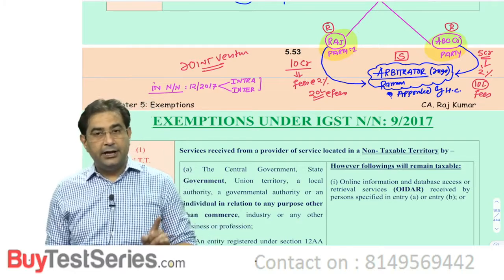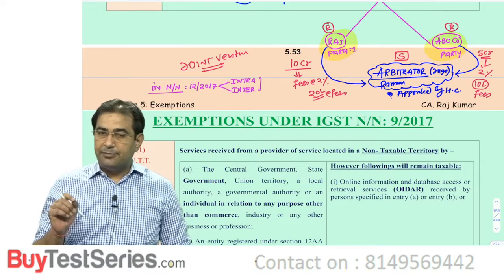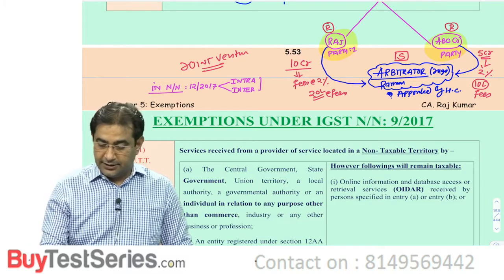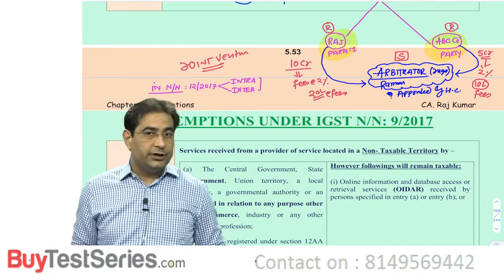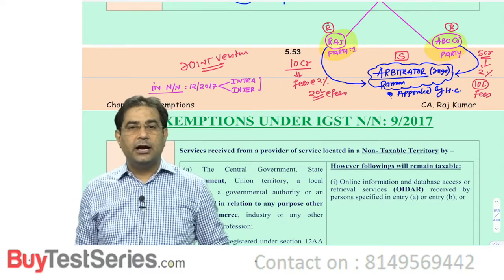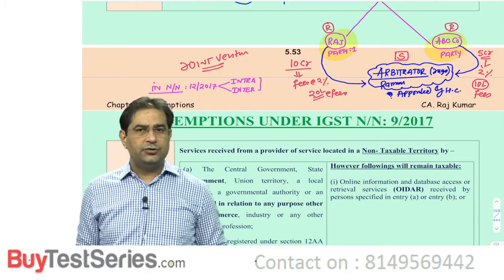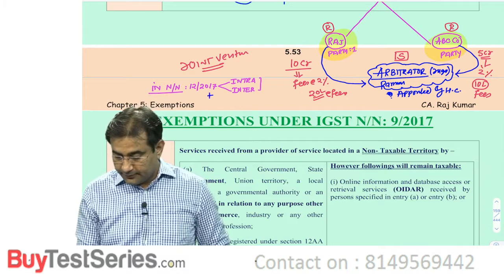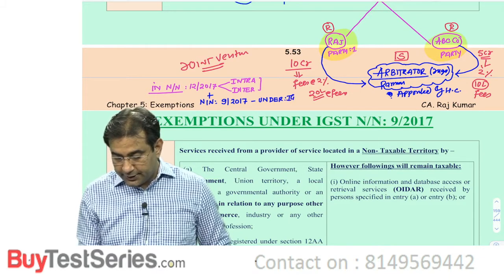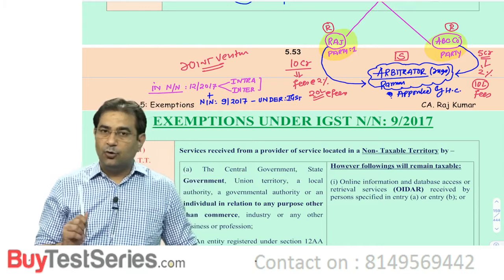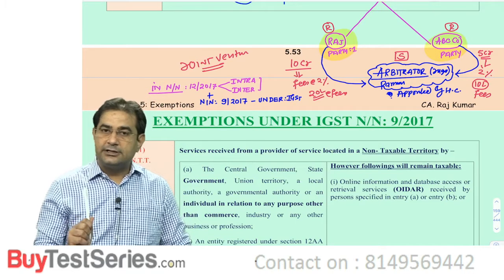Now, in addition to notification number 12/2017, another notification, namely 9/2017, is issued under the IGST Act 2017, and consequently it will be applicable only in case of interstate transactions.